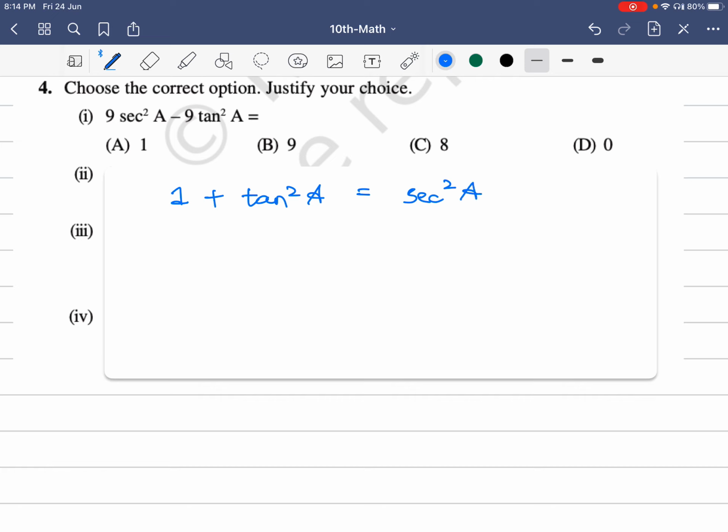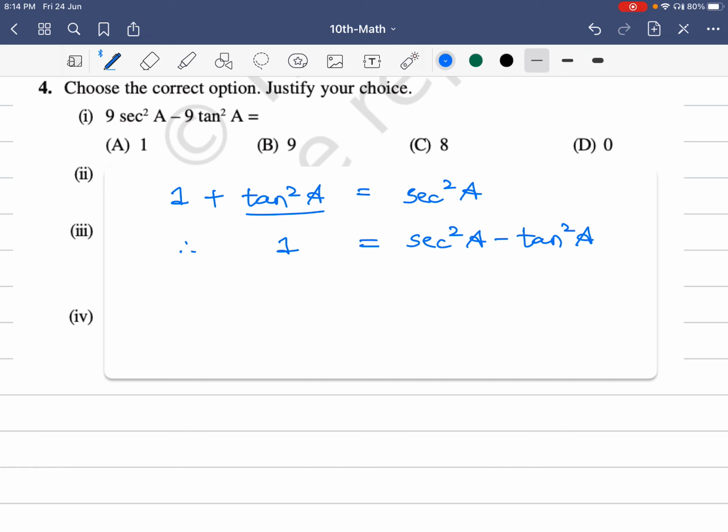So therefore, I'm going to move this tan square a to the right hand side of the equation. Okay, therefore I'm going to get 1 is equal to sec square a minus tan square a. Just shifting this tan square a to the right hand side of the equation. Okay, and now if you look at this given question, 9 is common in both these terms.